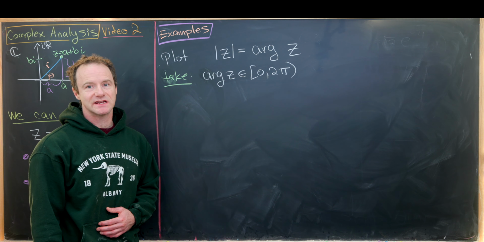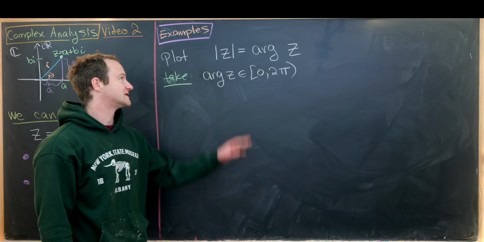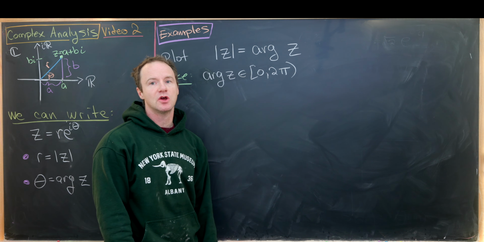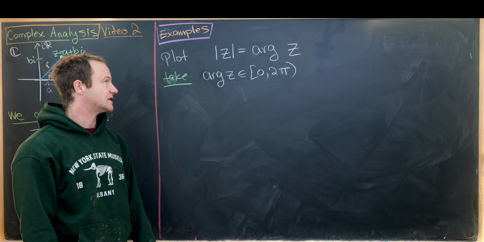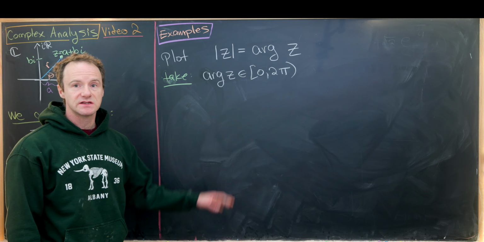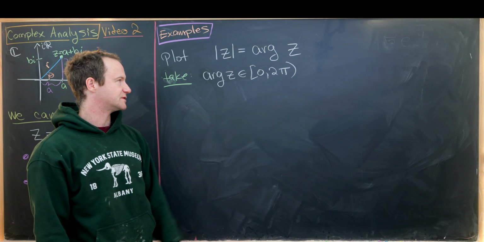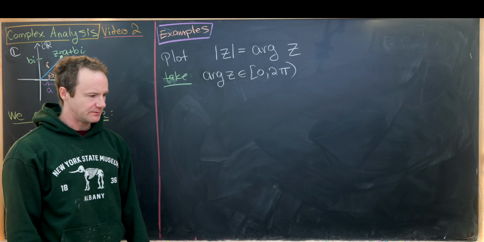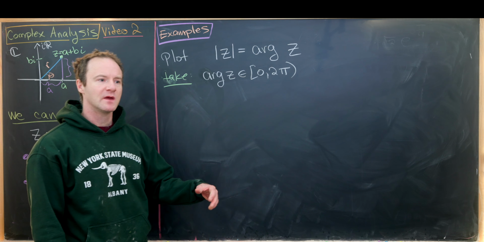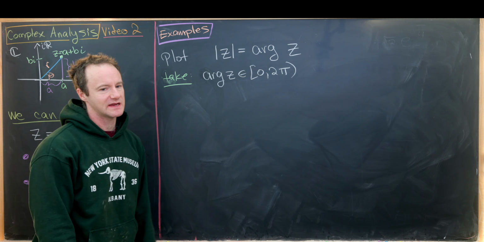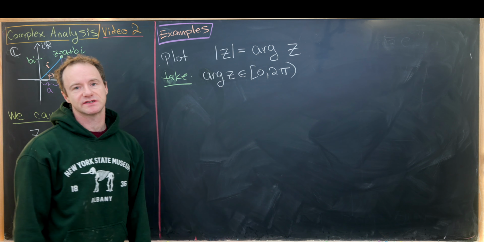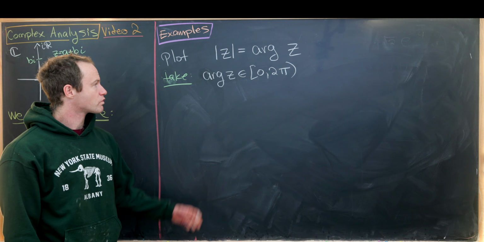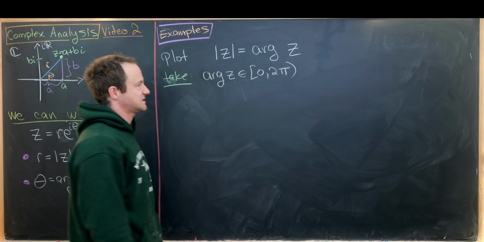So for our last example, we'll plot this interesting set of points satisfying the following equation. We have the argument of z is equal to the modulus of z. Let's start by recalling that the argument of z is between 0 and 2 pi, not including 2 pi. It could also be between negative pi and pi, but having a negative argument doesn't really make sense here because the modulus is always positive.